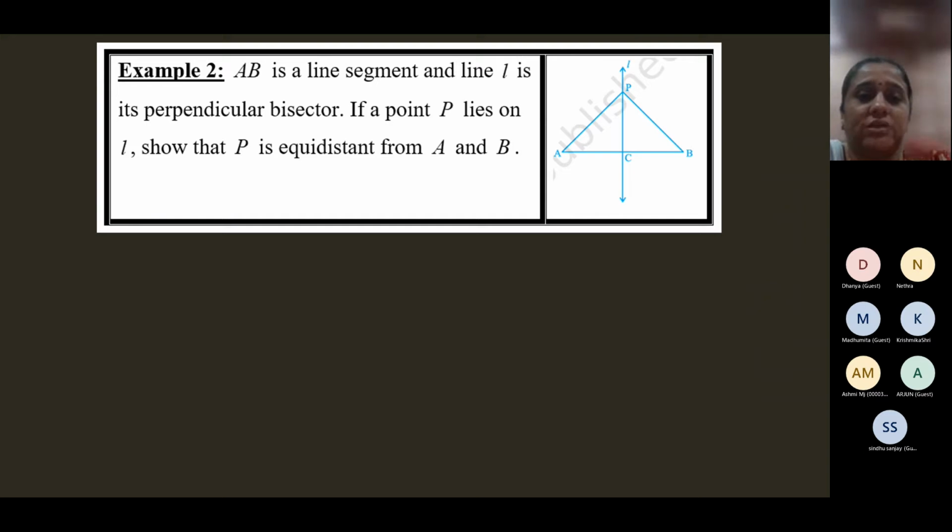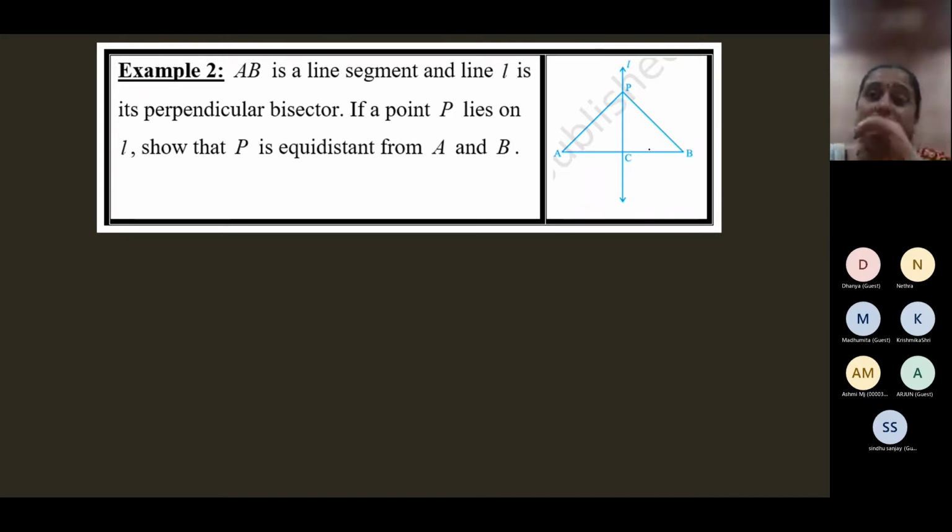So here in this figure, AB is a line segment. See the figure as I'm reading. AB is a line segment, okay? And line L is its perpendicular bisector. So L is perpendicular to AB.